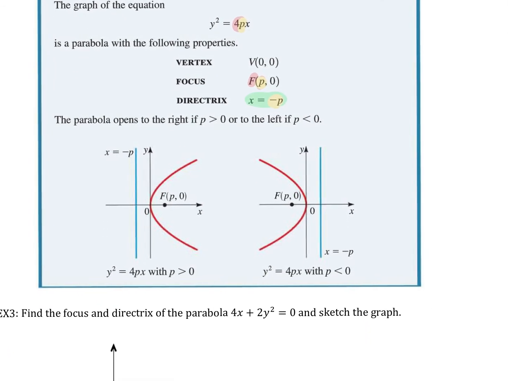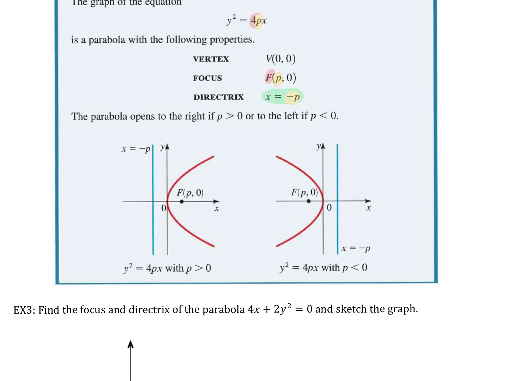The parabola opens to the right if p is greater than 0, or positive. And the parabola opens to the left if p is less than 0. So if it's less than 0, it opens to the left.